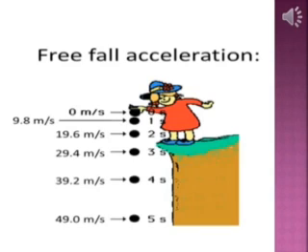Here, the change in velocity in equal intervals of time is the same. What is it? It will be equal to 9.8 meter per second. Then what is its acceleration? Change in velocity per unit time is equal to 9.8 meter per second divided by 1 second, which is equal to 9.8 meter per second square. So, the acceleration of the body due to gravity is equal to 9.8 meter per second square.